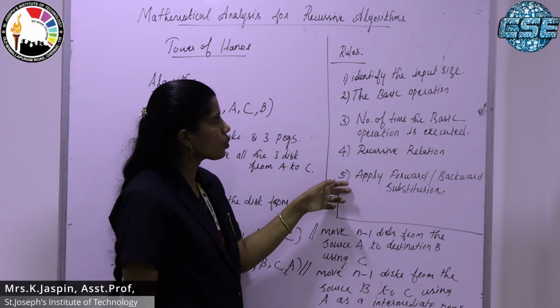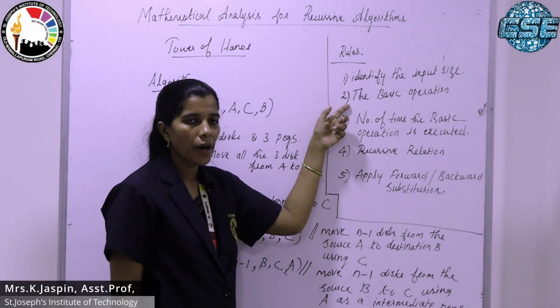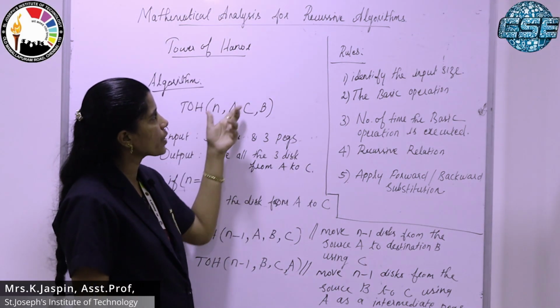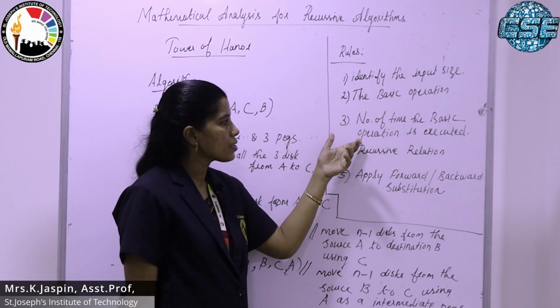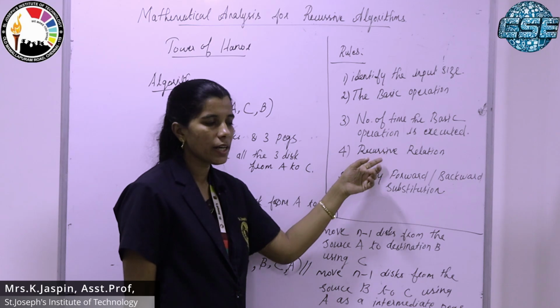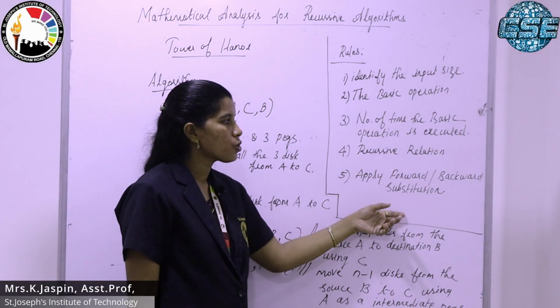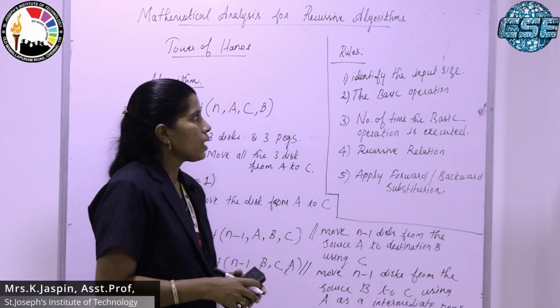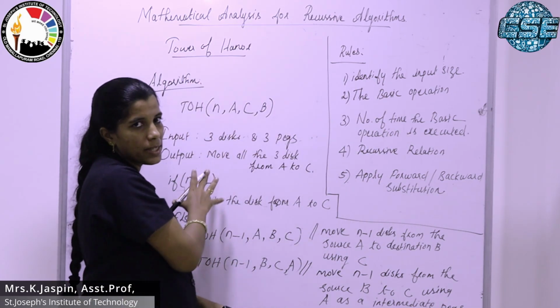So these are all the general rules for analyzing the time complexity of a recursive algorithm. First we need to identify the input. Then what basic operation is performed to execute this algorithm. Then the third step is the number of times those basic operations are executed. Fourth is the recursive relation. And fifth is we have to apply some forward or backward substitution to bring out the time complexity.